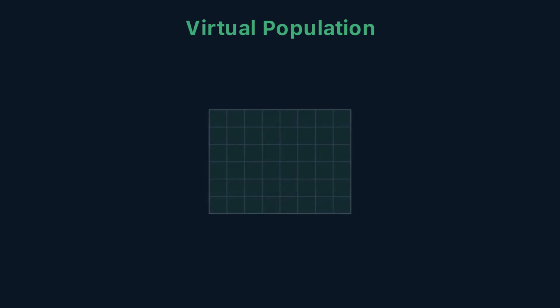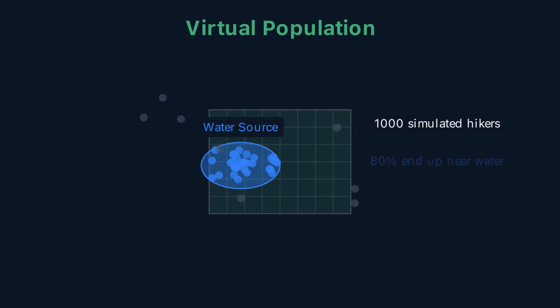Before deploying the rescue team, the search commander runs a simulation. 1,000 virtual hikers at different walking speeds, different decision-making tendencies, different levels of panic. Drop each one at the last known position and simulate their movement. Where do they end up?